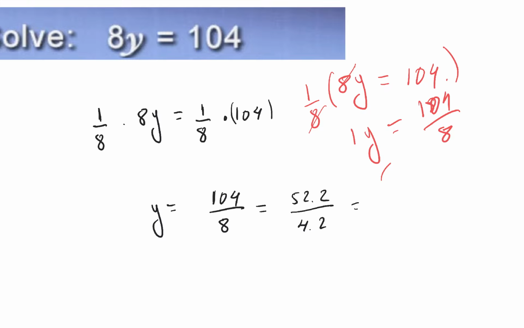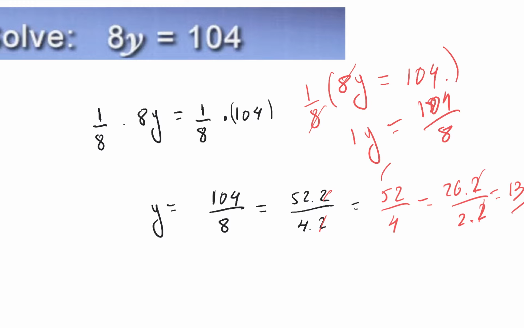So y will be 104 divided by 8. You can reduce: 104 is 52 multiplied by 2, and 8 is 4 multiplied by 2. You can cancel the 2 and the 2. So it will be 52 divided by 4, or 26 multiplied by 2, divided by 4, which is 2 divided by 2, will be 26 divided by 2, which is 13. So the answer is 13.